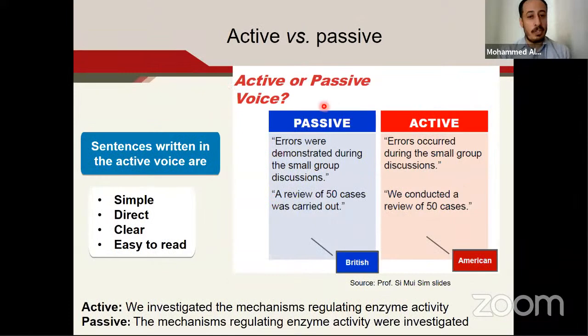So which voice should we use, active or passive? As I told you, American people prefer active. We conducted, we investigated. They have this power: we or I, we conducted a review of this. But in your thesis, you cannot say we; you should say I, if you are using active. British people are a bit shy, they prefer the passive. So, a review of 50 cases was carried out. The mechanism regulating enzymes were investigated. So you have to look at the journal that you are targeting, whether they use passive or active voice, and then just use it. Okay.